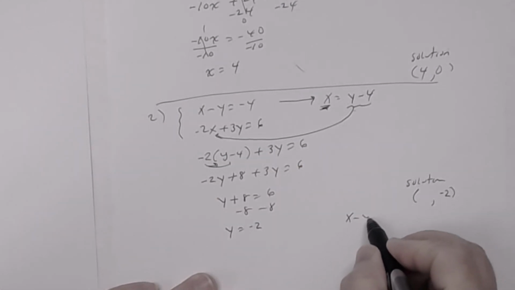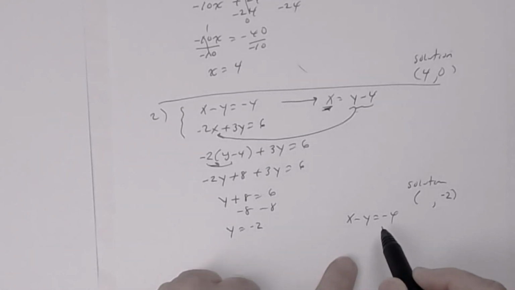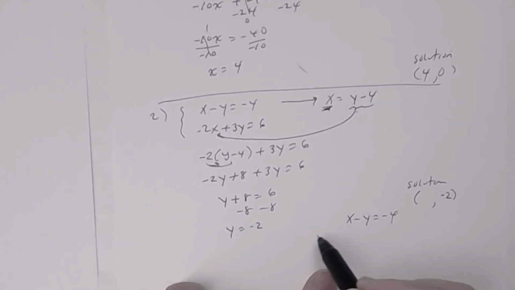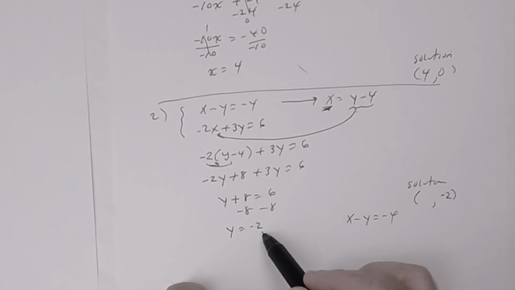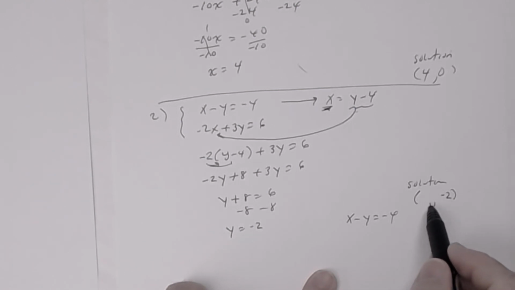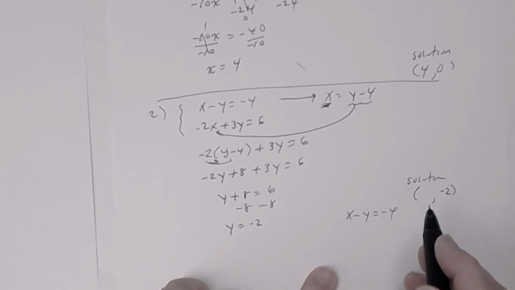So I have x minus y equals -4. What that step says is I go to this equation, and wherever we see the y, I substitute -2, and I solve for the other variable, and the other variable is going to be x. That's what I'm looking for.